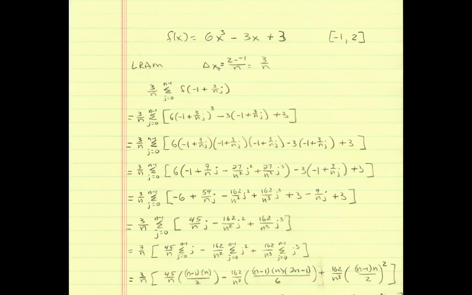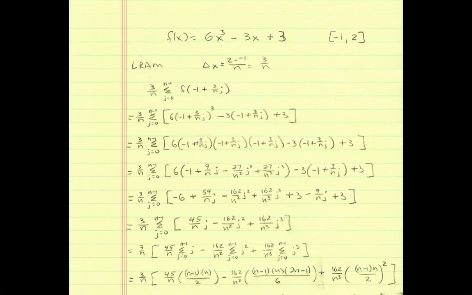Here's my delta x, b minus a over n. So there's my common width. Again, an open statement. This is what I'm going to plug into my function, starting point, plus width j. And again, I'm going from 0 to n minus 1. I plug this into my function, the cubic, the linear, and there's the constant.